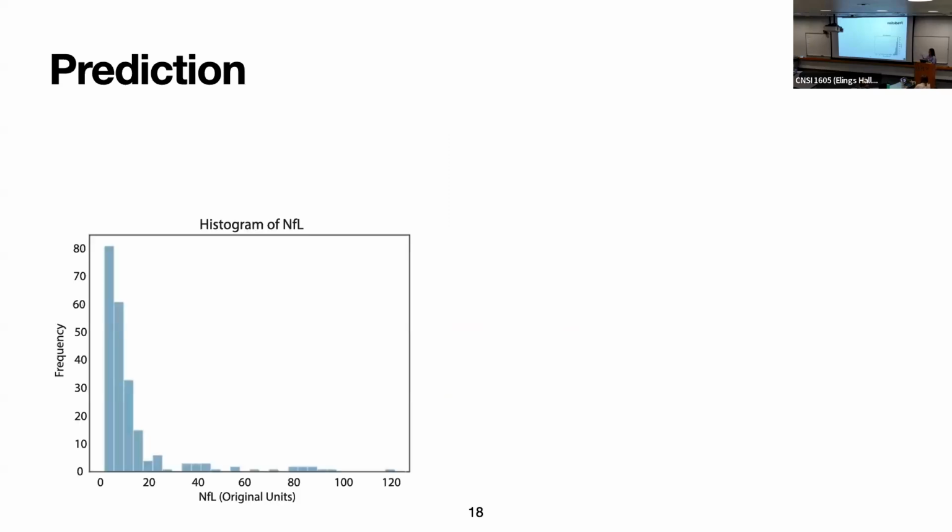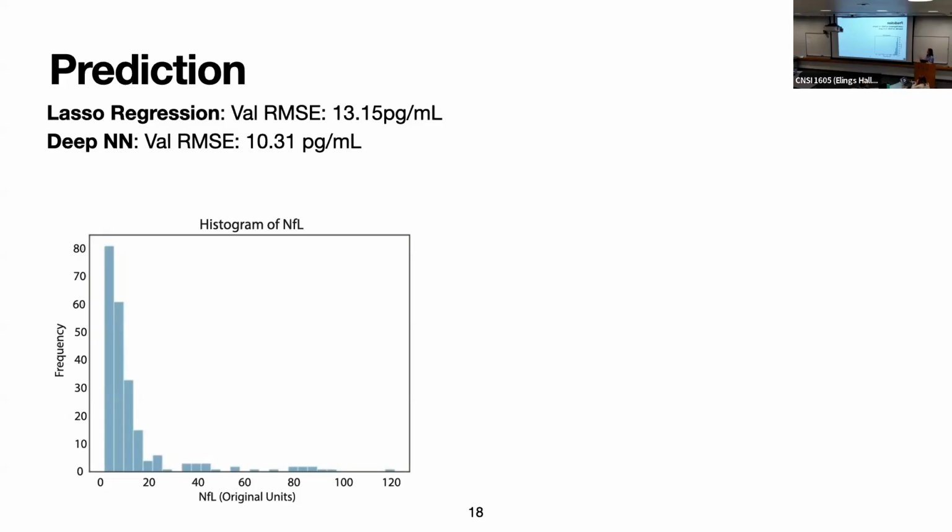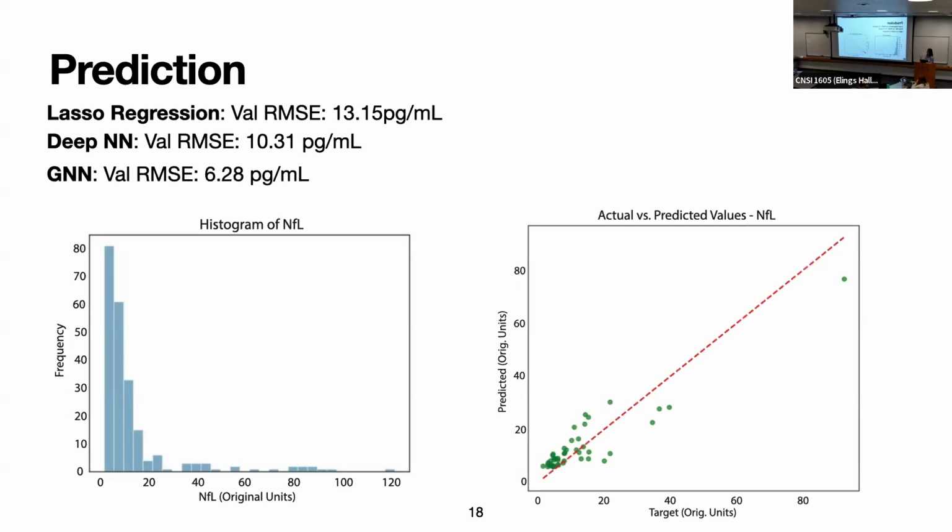For context, this is a histogram of NFL, and the values span from 0 to 120 picograms per milliliter. If you run lasso regression, you get a root mean square error of about 13.15 picograms per milliliter. If you run just a normal deep neural network, you get 10.31 picograms per milliliter. And then if you run our GNN, you do substantially better. You get about 6.28 picograms per milliliter as your error. And you can see the actual values versus the predicted values on the right there. So it's really exciting to see that this information, like Nina was talking about, is actually important in improving prediction and in how these diseases really manifest in the body.